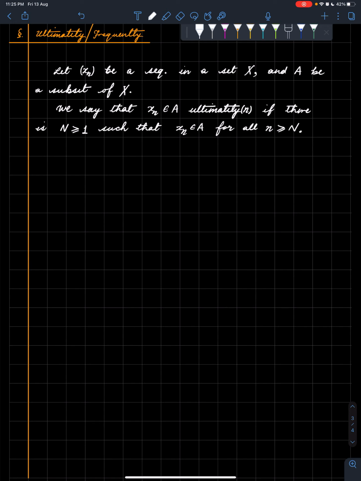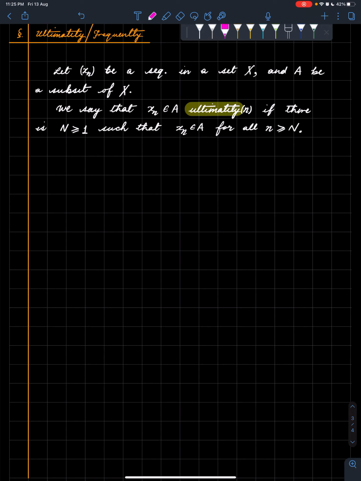Alright, so the phrase ultimately is well chosen. What this is saying is that beyond a certain point, all the members of the sequence lie in A. So eventually, the members of the sequence Xn are all in A, and therefore we write this. And we write a little n here because this little n is supposed to be a dummy variable. Sometimes we don't even write this in textbooks, or rather the textbook that I'm looking at does not write this part, but in my opinion one should mention the index over which this ultimately is running.